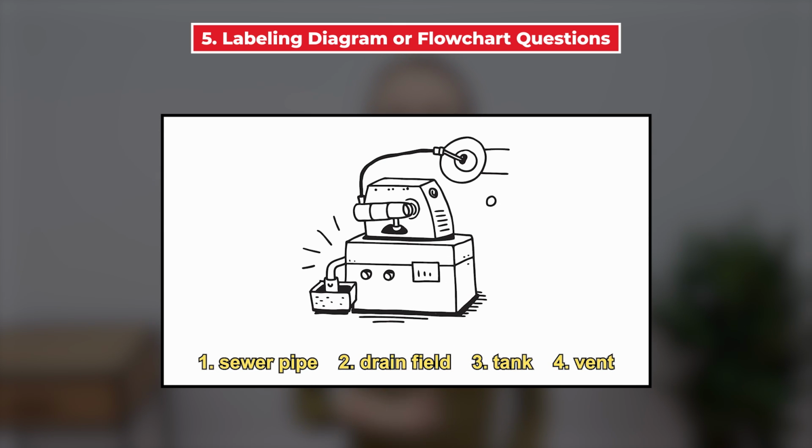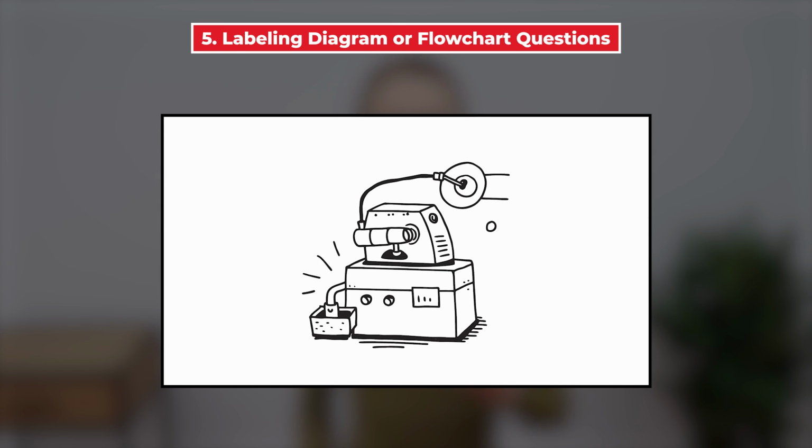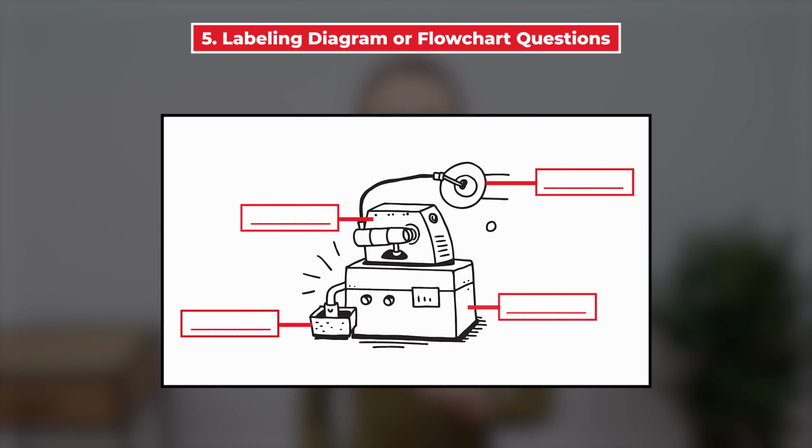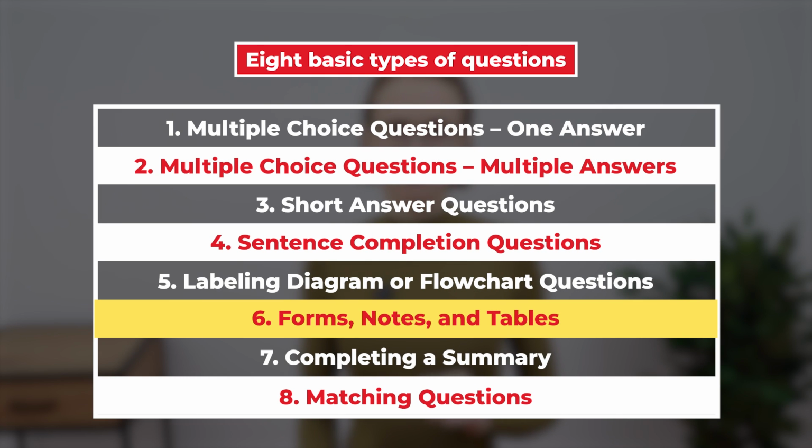Not all pictures have the parts written in a separate list to choose from, so you will not always get a list with answers. Instead, sometimes you will have to fill in the spaces in the picture, the way you would for a short answer question. In this case, you must listen very carefully to understand which words you have to enter. Next, we are going to have a look at forms, notes, and tables.